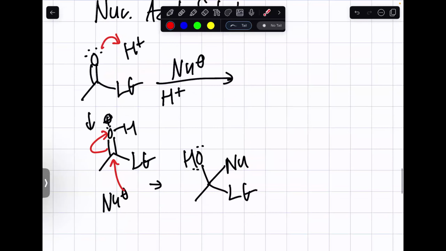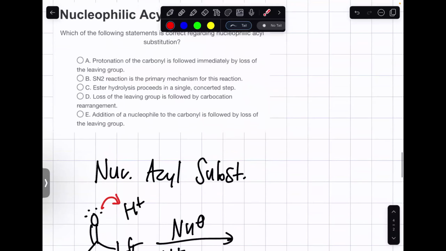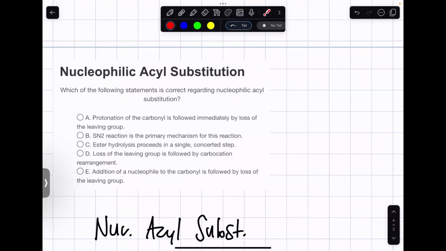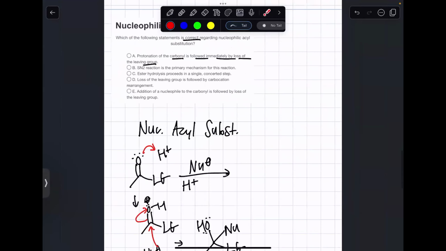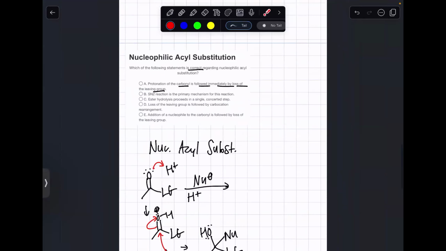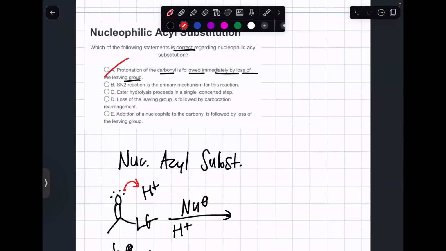From here there's a whole bunch of stuff, but let me just read the answer choices before going through the whole mechanism, because this is kind of long. Which of the following statements is correct regarding nucleophilic acyl substitution? We are looking for the correct statement here. A: Protonation of the carbonyl is followed immediately by loss of a leaving group. Is this true on what we did so far? After we protonated this carbonyl group, did the leaving group leave right away? Or did it stay? Yeah, it stayed, right? Because afterwards the nucleophile attacks the carbonyl. So get rid of A. It does not leave right away.